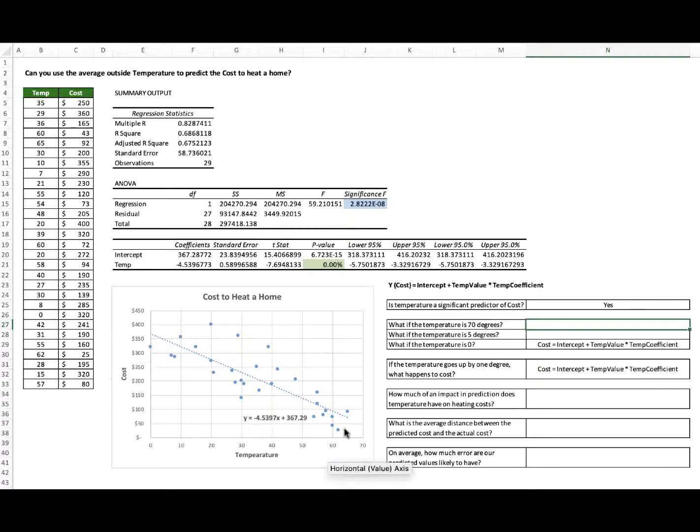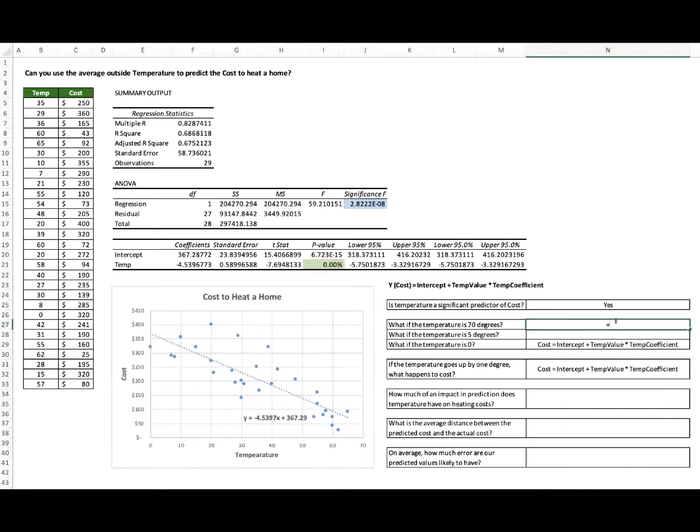And I've gone ahead and graphed this data in a scatter plot, and I've put in the line of best fit. And as you can see, if it's 70 degrees, if we follow this line out, we assume it's probably going to be somewhere around, what, $50 to heat the home? Okay, that makes sense. And the next one says, what if the temperature is 5 degrees? Well, if it's 5 degrees, we assume it's going to be somewhere around, I don't know, $350. This is our estimation.